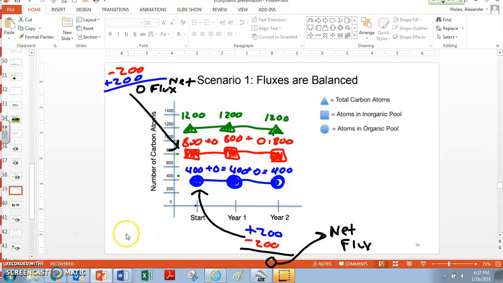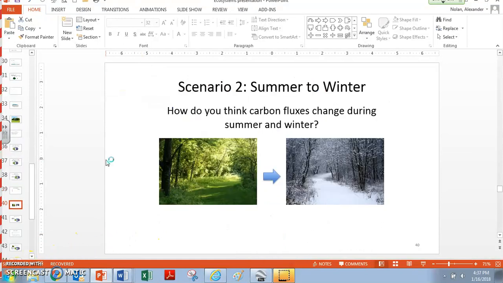So let's look at one that's a little bit more complicated. Let's look at what happens when the seasons change. You have summer and winter, we've got our seasons changing. How is this going to affect our fluxes? So let's think about that.